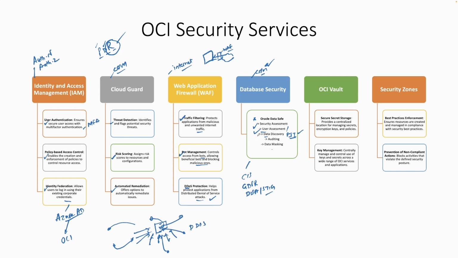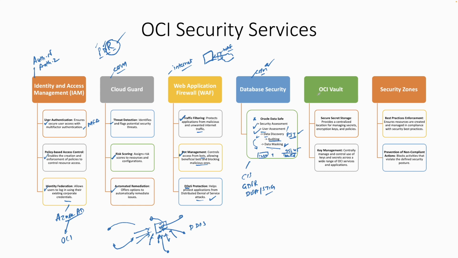Once you have discovered where your PII resides, you can even use data masking. So you can mask that PII. Let's say you have a credit card number like this, you can mask it into a different format, using different characters, or you can randomize it. This is data masking. Then we have the concept of auditing as well. Auditing is nothing but any database events that are getting logged can be sent to Oracle DataSafe as well. So this all is covered under database security, or Oracle DataSafe.